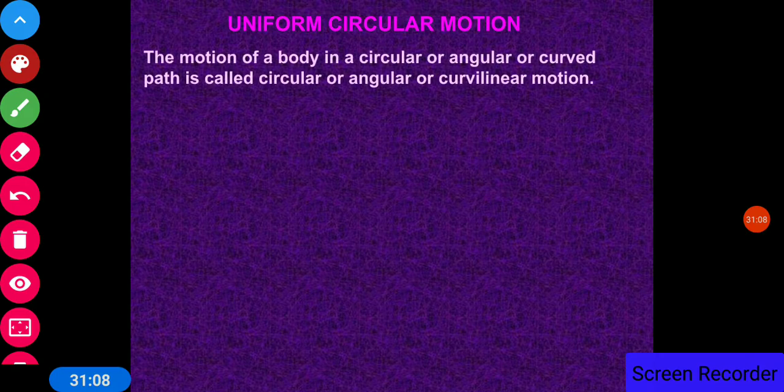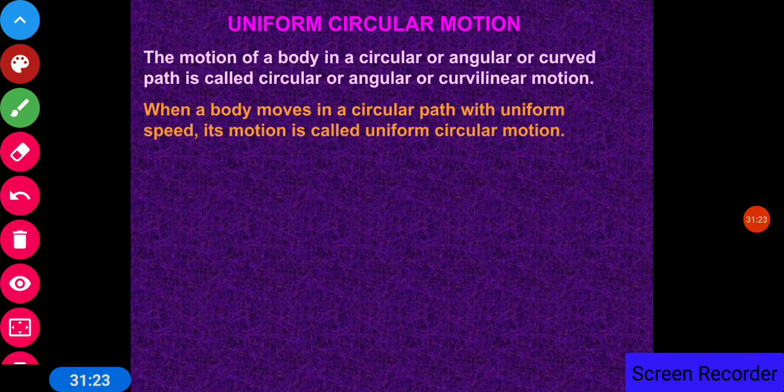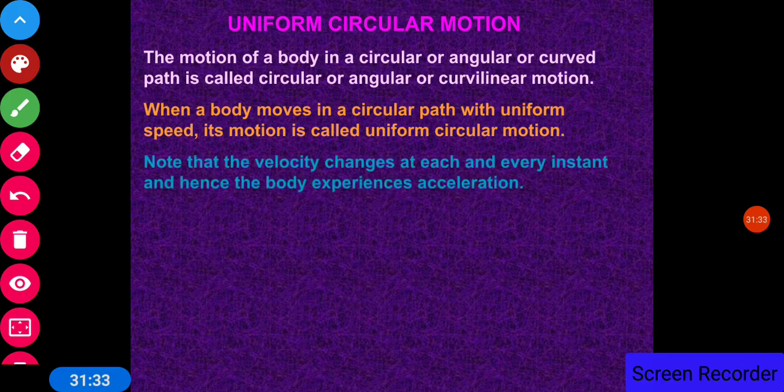Now let us revise the idea of uniform circular motion, which you have studied in class 9th also. The motion of a body in a circular or angular or curved path is called circular or angular or curvilinear motion. When a body moves in a circular path with uniform speed, its motion is called uniform circular motion. Note that the velocity changes at each point and at every instant, and hence the body experiences acceleration. Here speed is constant, but the direction is changing, so its velocity is changing.